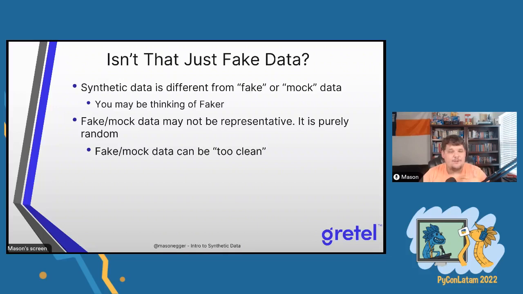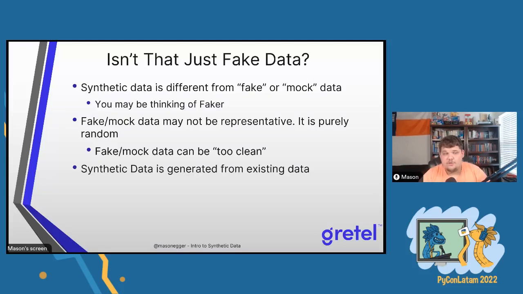Fake or mock data can also be too clean. It gives you exactly what you want, which is great. But as those of us who write applications or have built data science models know, that data doesn't come in perfect and clean and always fit into your application. Sometimes there's weird things that people have inputted. Sometimes there's weird things you have to do to correct the data. So it can be too clean and just not representative of what you're actually going to see in production.